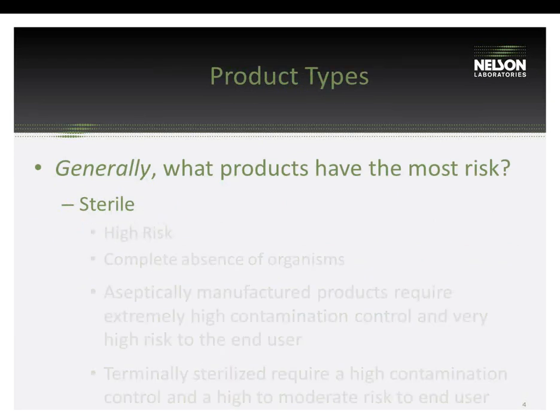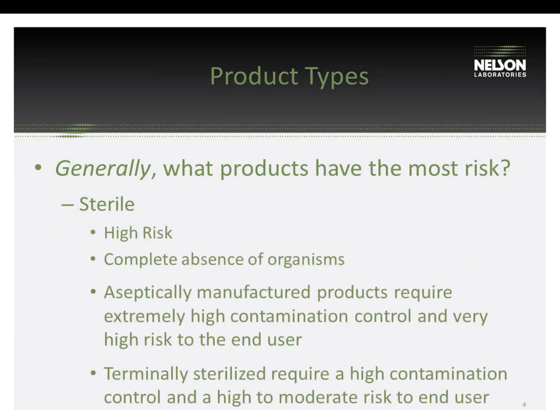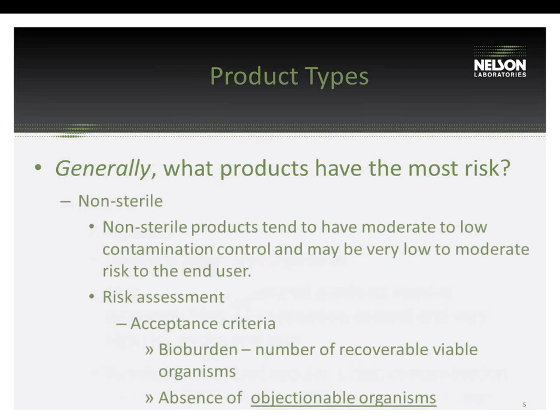So looking at the type of products, which products have more risk. Sterile products are sterile for a reason. There needs to be a complete absence of organisms because they're going to be used usually in the bloodstream or in the body, like a medical device or an injection. And they are aseptically manufactured, which has a higher risk and extremely high control during manufacturing, or they're manufactured and then terminally sterilized, which has a bit of a lower risk.